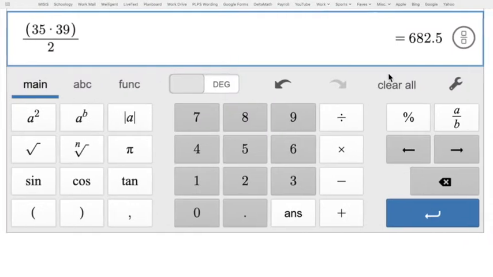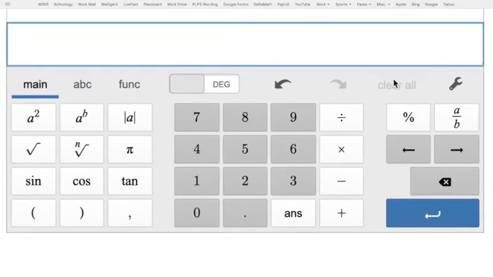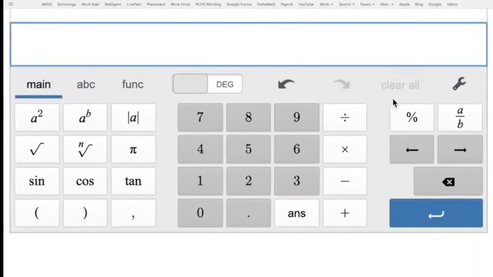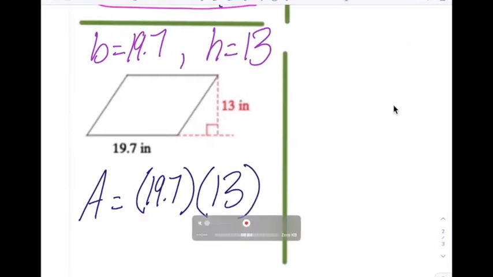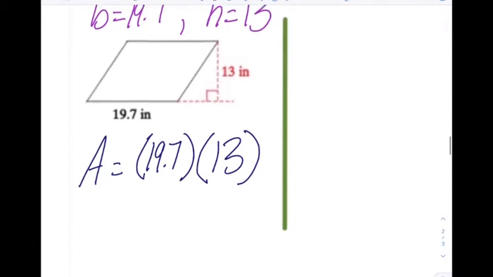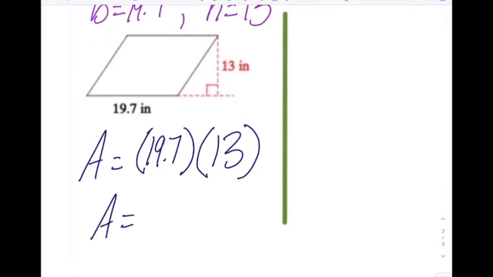So I'm going to use my calculator. 19.7 times 13. I get 256.1. All right. So the area here of this rhombus is 256.1 inches squared.